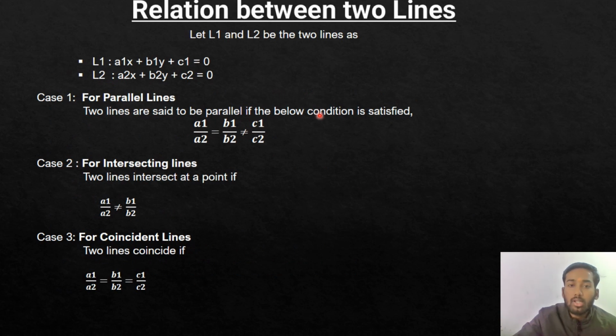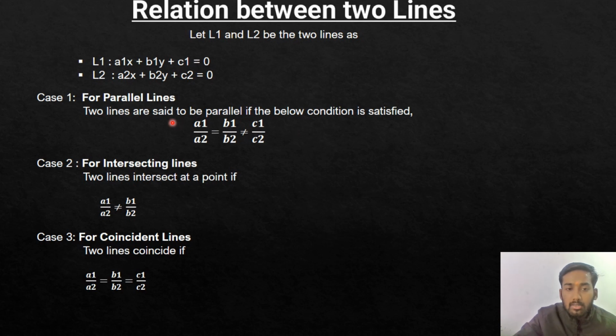Now the relation between two lines. When we have two lines L1 and L2, they can be parallel, they can intersect each other at one particular point, or they may be coincident, meaning they are on the same line. So the conditions are different.